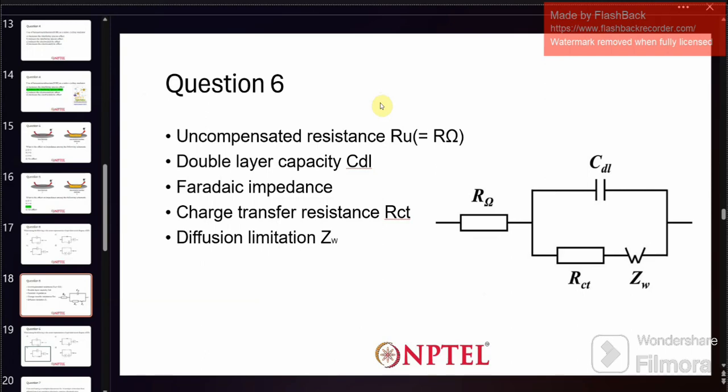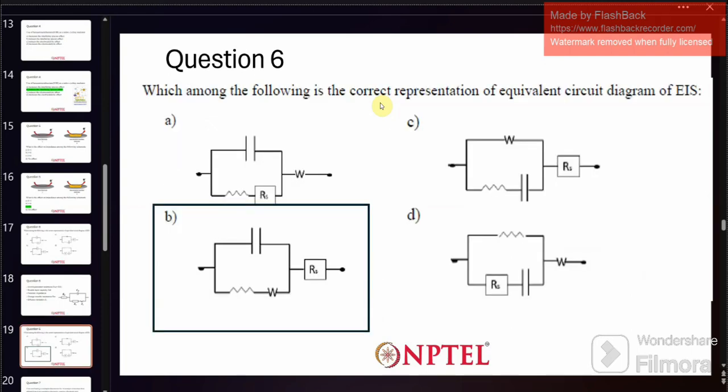So basically what will happen is air will actually stop the charge transfer from happening, and it will store the charge, so that will lead to capacitance. And at the same time there is RCT, the charge transfer resistance, and diffusion limitation reaction, all these are happening at the surface. And theta is the compensated reaction resistance, that is the resistance of the electrode. So this is how the representation of the equivalent circuit diagram looks like.